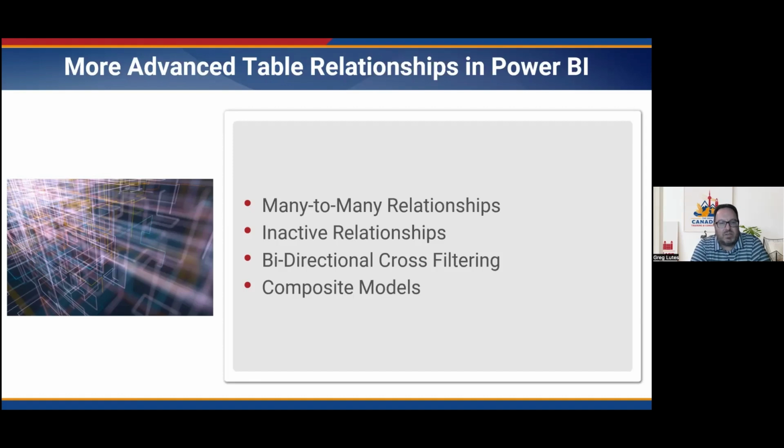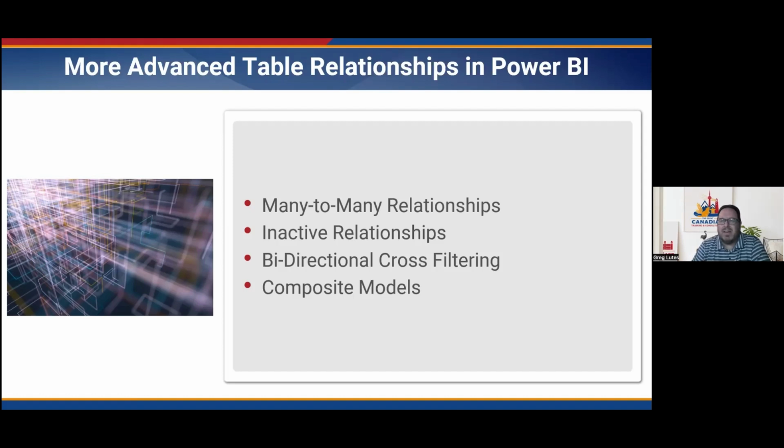Something else that you have access to is bidirectional cross filtering. This allows for filters to be used in two directions between tables. This can be extremely powerful because it would only show you different records that exist in both tables. So almost like a one-to-many relationship. You also have composite models. These combine DirectQuery and import data sources, and it allows you to be much more flexible and scalable with the different types of data models that you create.